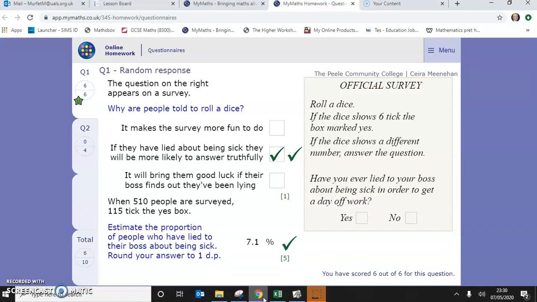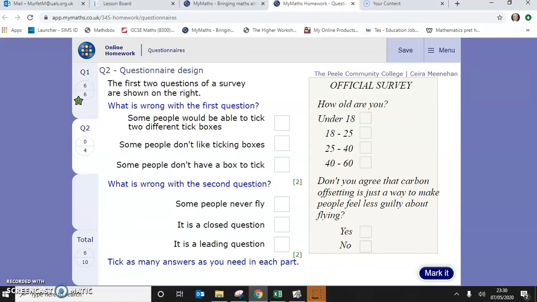Okay, on we go. Question 2. The first 2 questions of a survey are shown on the right. What is wrong with the first question? How old are you? Under 18, 18 to 25, 25 to 40, 40 to 60.